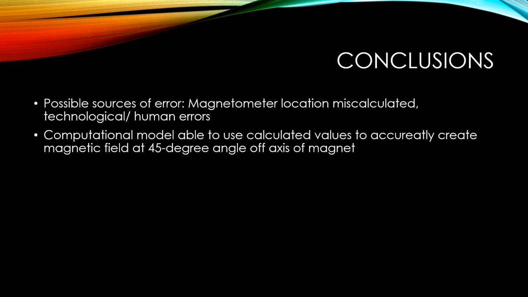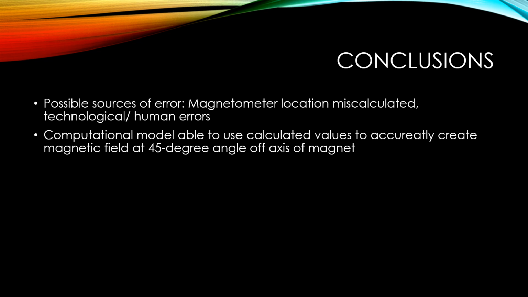So, conclusions. The possible sources of error here could have been that the magnetometer and the locations were miscalculated, as well as just holding my phone and the app itself, how steady and accurate it was, with technological and human errors, and me doing the computations in the Excel spreadsheet.